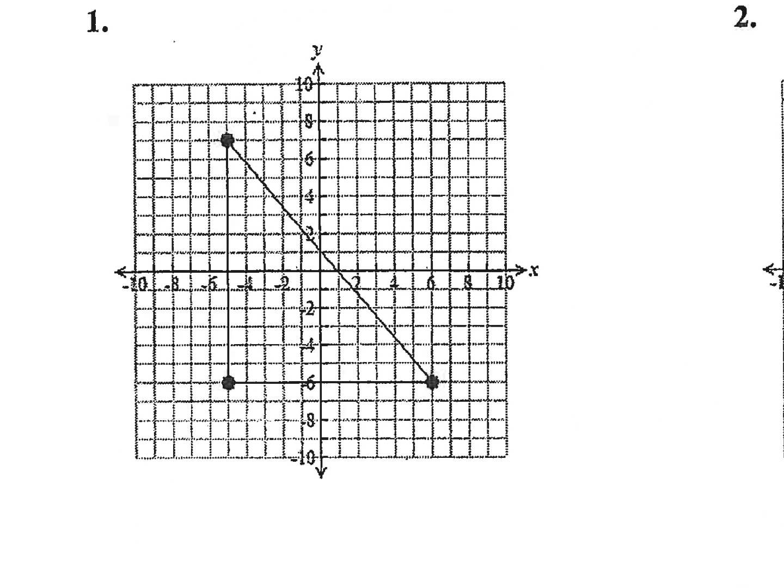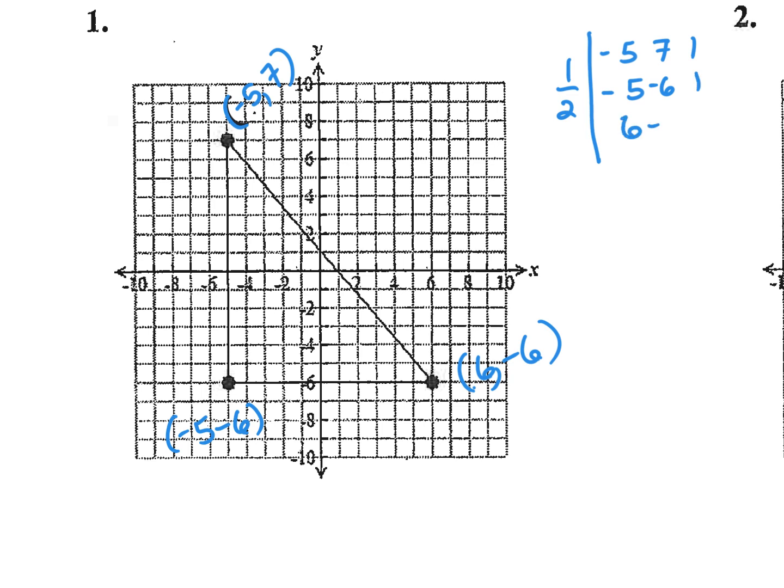Everybody want to try? Let's try one here. We're given 3 triangles. So the first thing we need to do is find our coordinates, don't we? So what is the coordinate of this guy? Okay. And then we have -5, -6 over here, and +6, -6 here. So I'm going to do a half times the determinant of -5, 7, 1. And no, it does not matter which order you put these in. -5, -6, 1, 6, -6, 1.